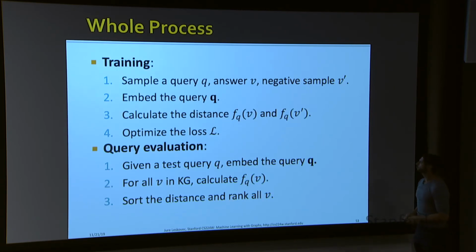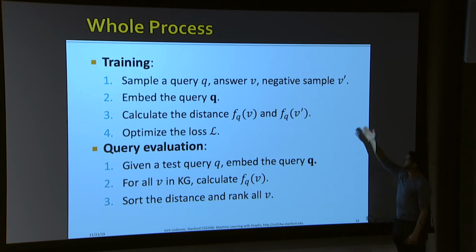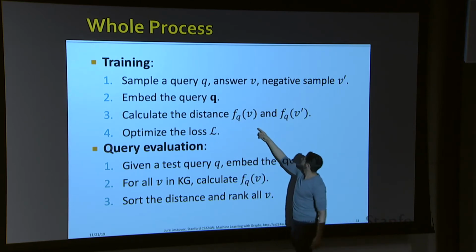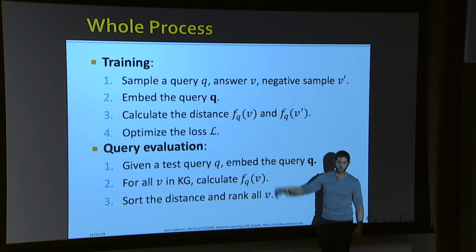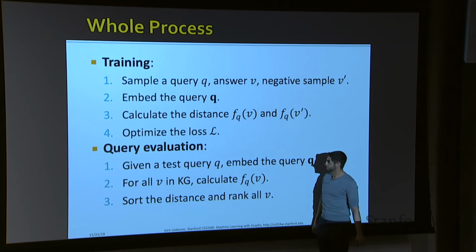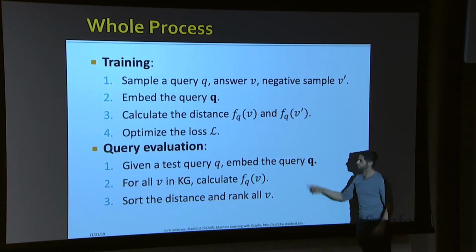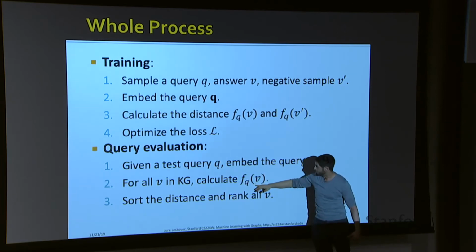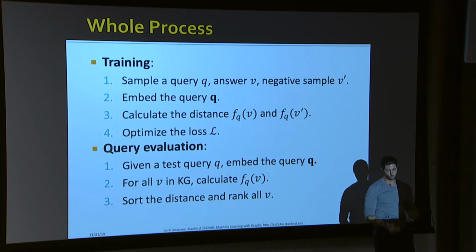Okay, so now the whole process, just to go through it once again: we get a query, an answer, and then we have our negative sample v prime. So what we do is we embed our query Q, we calculate the distance between valid answers and corrupted ones, and we optimize the loss. So all of this is basically like TransE. The way in which we do query evaluation, we're given a test query Q, we embed it. For every node in our knowledge graph, we compute the distance between our v and the query, and then we sort by distance and rank all the nodes to find the answer.